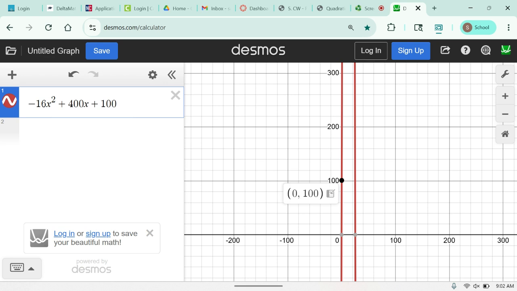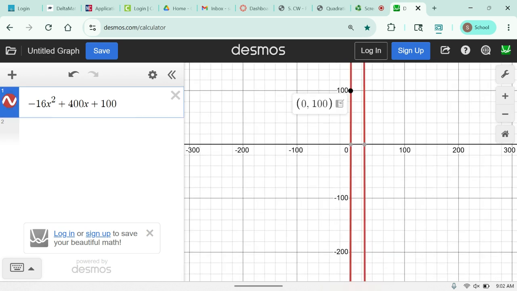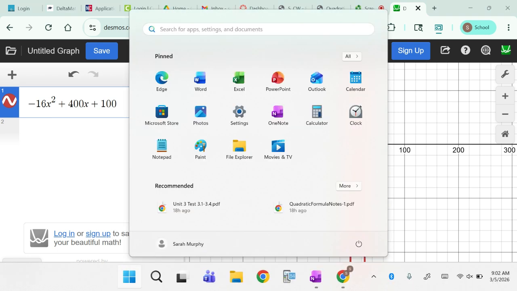All right. And there's the y-intercept right here. And it's right at 100. So we are correct.